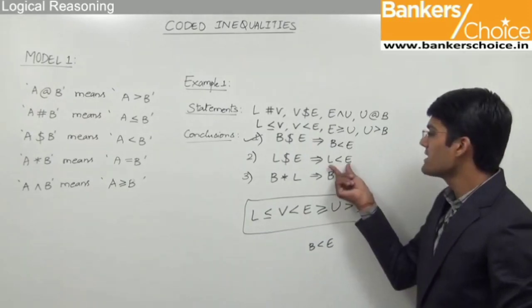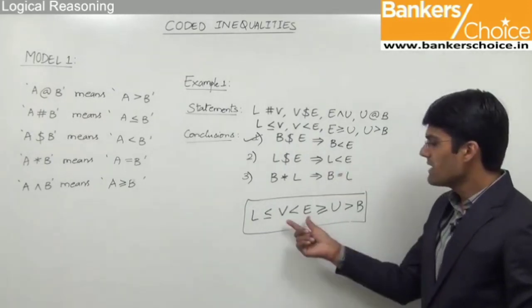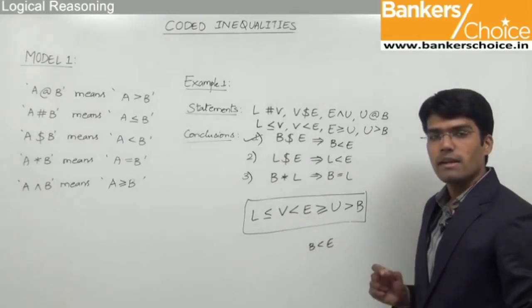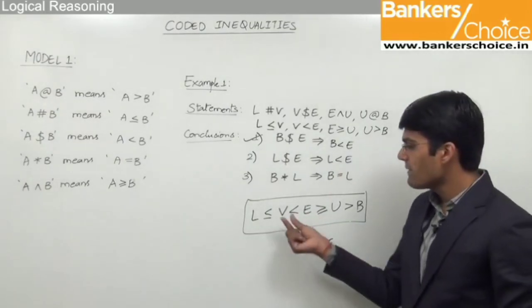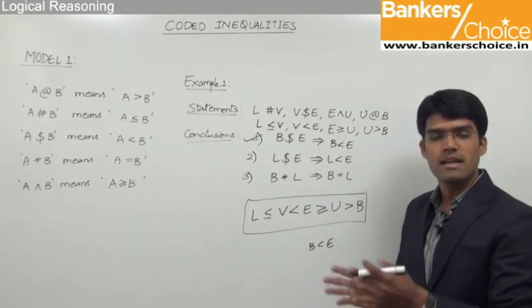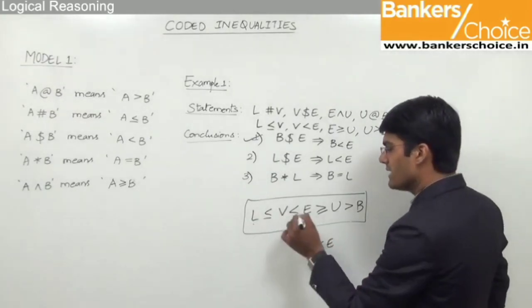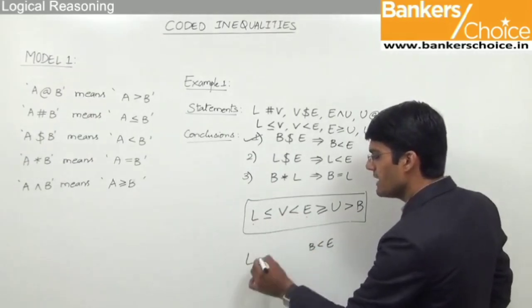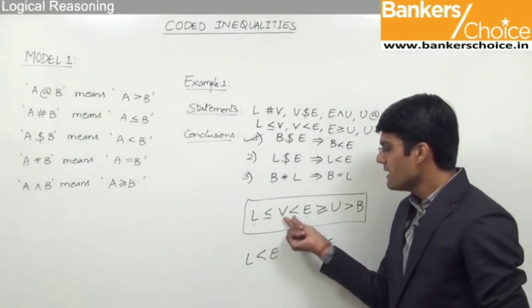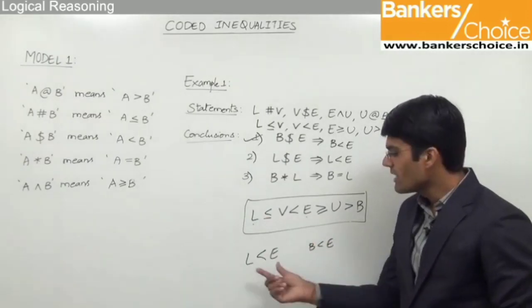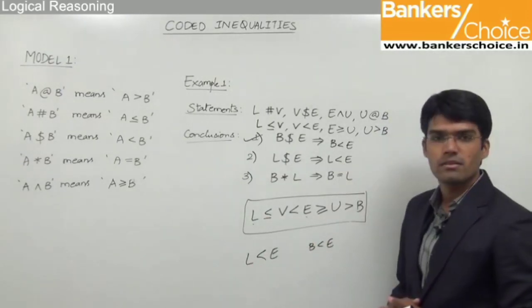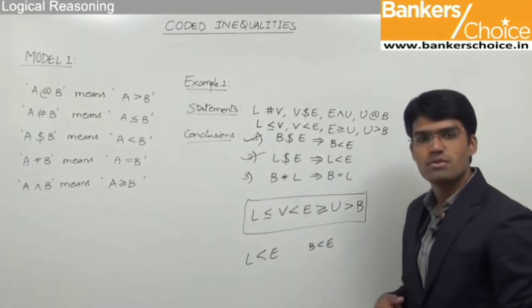The second conclusion here is L less than E. The given statement is L less than or equal to V, V less than E. Now again, based on the second rule, whenever we have similar inequalities, we can consider the common part between them as the relationship. So the relationship between L and E should be L less than E, as the less than inequality is present in both the inequalities here. And that itself is given in the conclusion. So conclusion number 2 is also true.